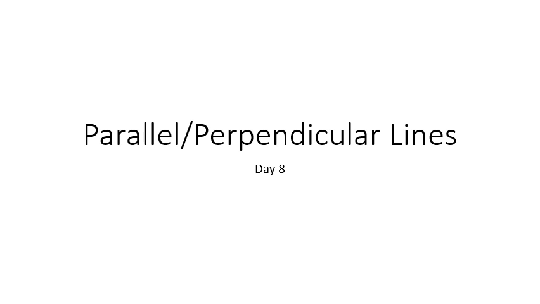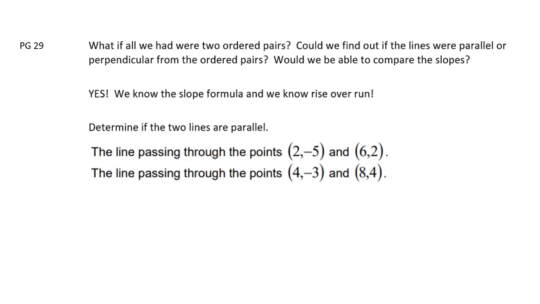Hello, geometry folks. Today we're going to be talking about parallel and perpendicular lines when we are given ordered pairs. In this situation, we don't have a graph. So we have two ordered pairs for one line and two ordered pairs for another line.